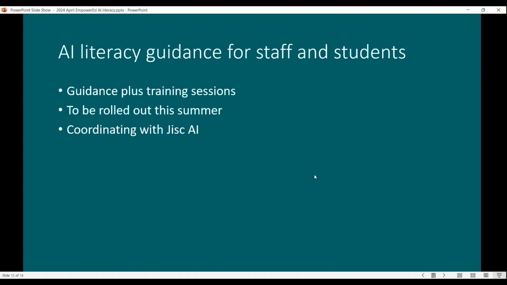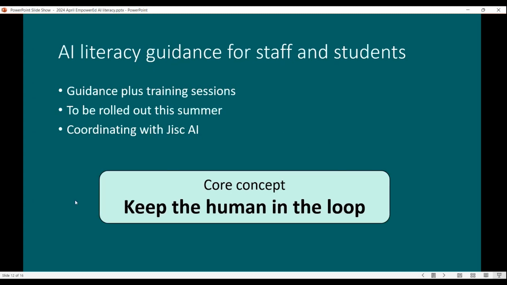I want to let you know that I'm coordinating this with the efforts of JISC AI, or JISC Artificial Intelligence, that's the group in JISC led by Sue Atwell. They're developing their own idea about AI literacy, so I'm coordinating what I'm doing here with what's happening there. But this at the moment is our product.